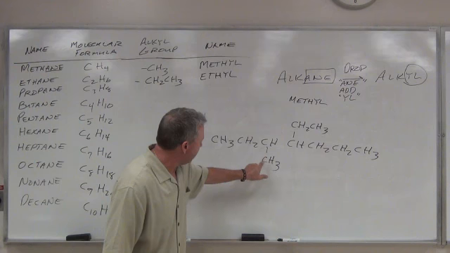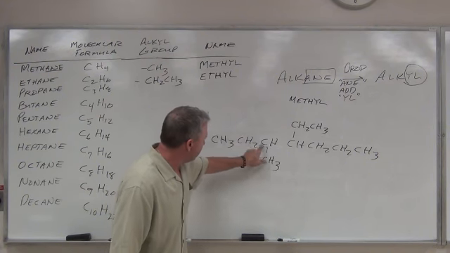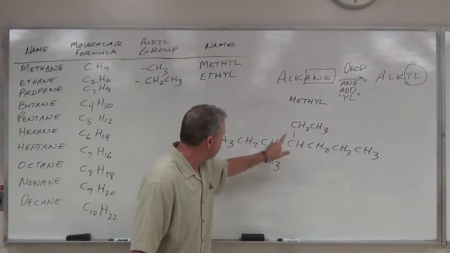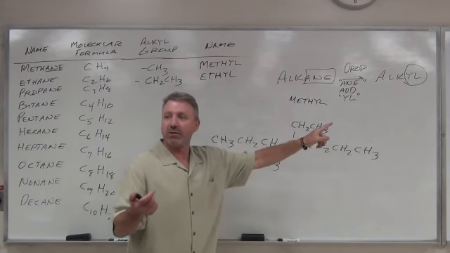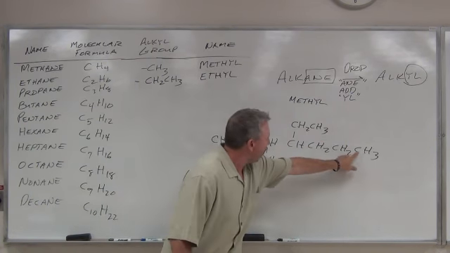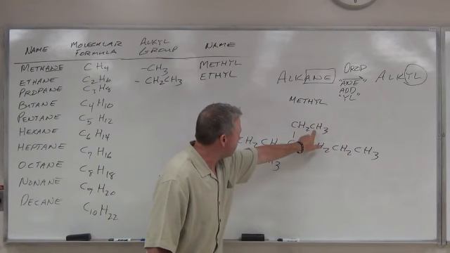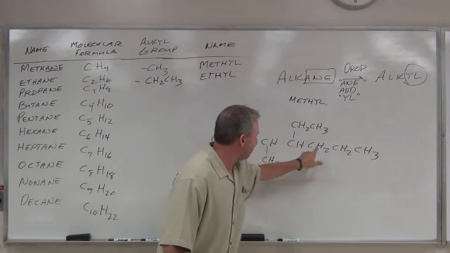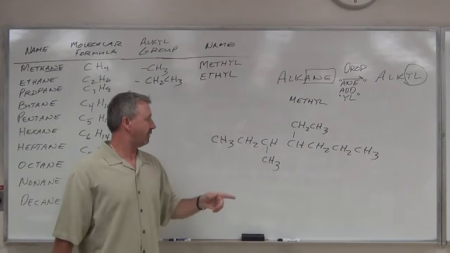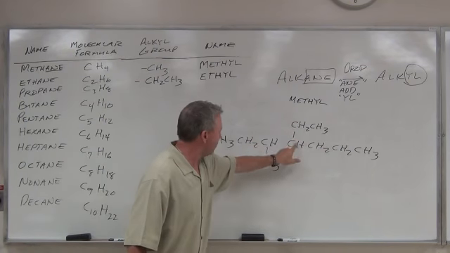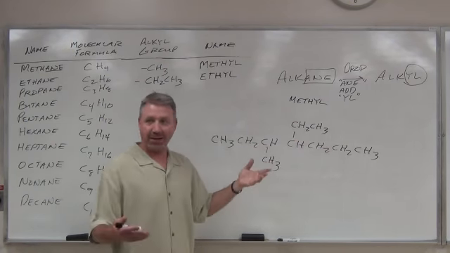1, 2, 3, 4. 1, 2, 3, 4, 5, 6. 1, 2, 3, 4, 5, 6, 7. So far, 7's the highest one. 1, 2, 3, 4, 5, 6. 1, 2, 3, 4, 5, 6. And if we go straight across, it's 7. Good try. 1, 2, 3, 4, 5. And we've got to look at them all.